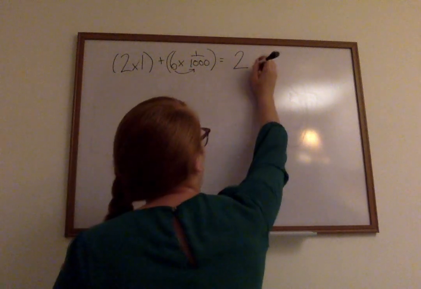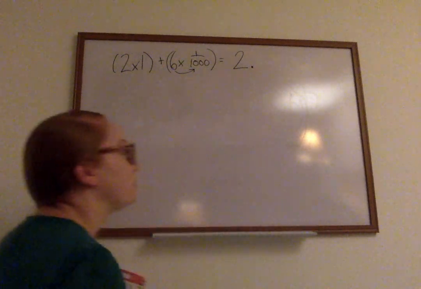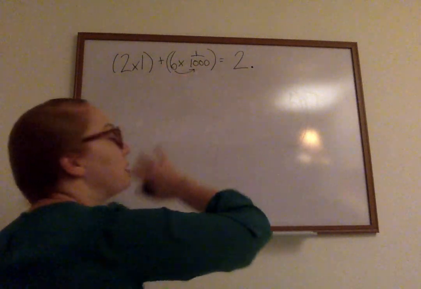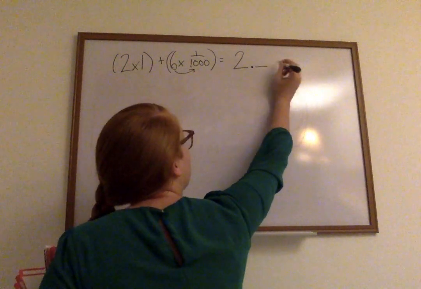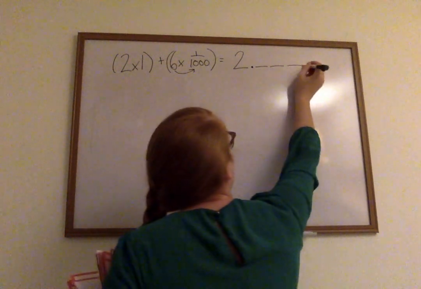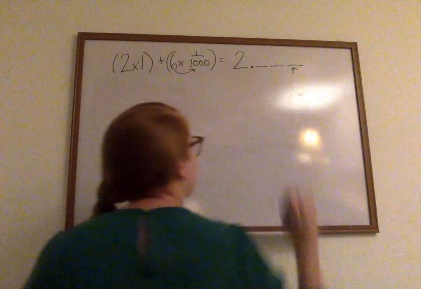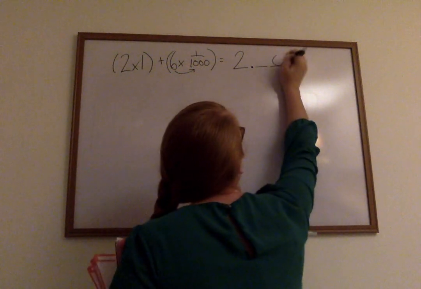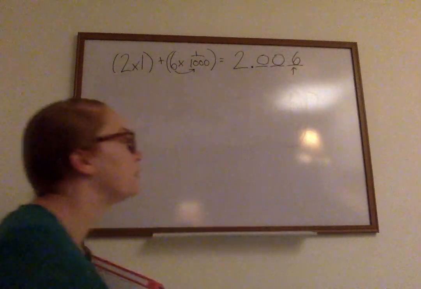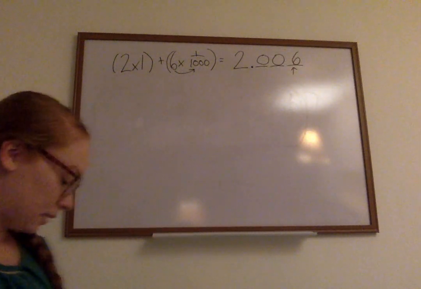So my 2 is a whole number. It gets a decimal. Now behind my decimal, my 6 needs to be all the way in the thousandths place. So we're going to count tenths place, hundredths place, thousandths place. I just said this was the thousandths place, so I'm going to plug in my 6. And I'm going to put zeros to hold the place of the other spots.